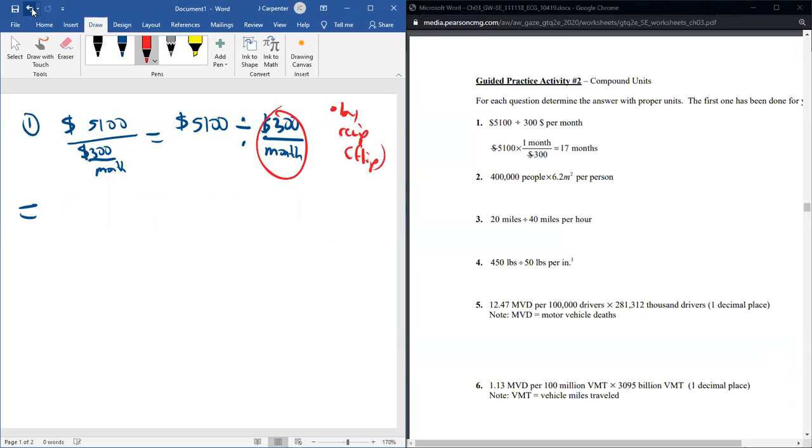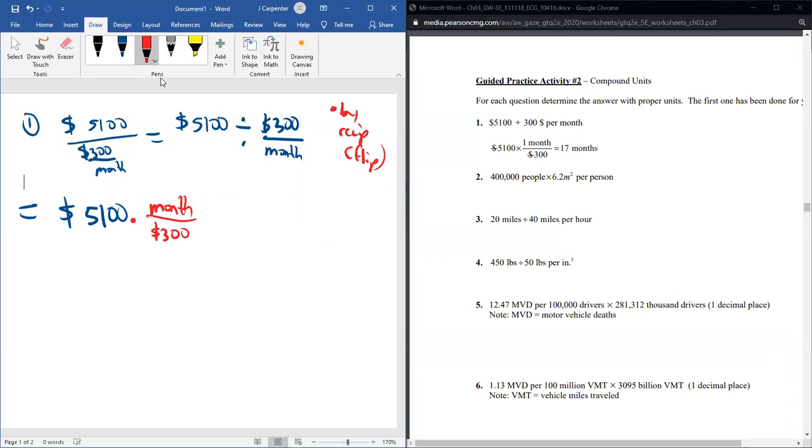We only flip the one after the division symbol, not the first one. So this becomes $5,100, and then I'm going to use red for showing the change, times, and now the month goes in the top, and the $300 goes in the bottom.